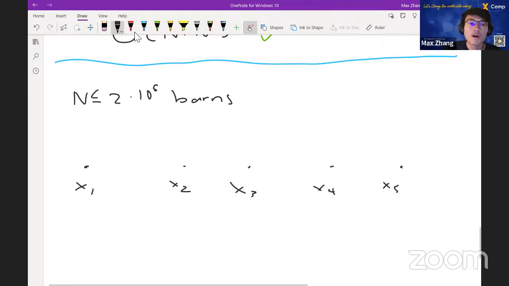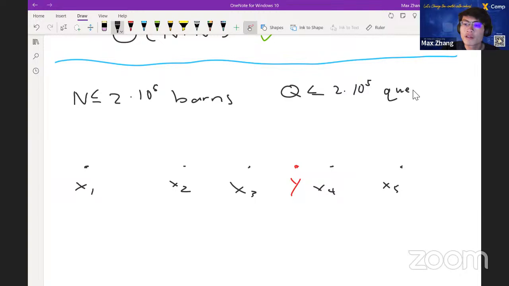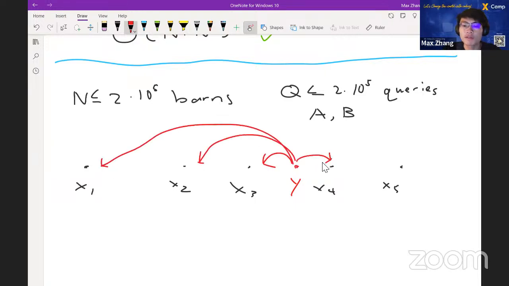Right? And what I want to do is I want to pick some y coordinate. So there are going to be q queries, q less than or equal to 2 times 10 to the 5 queries, where each query is going to give me some a and b. And what I need to do is determine where I should place some y so that if I place a y here, this is basically a hay bale distribution site, and it needs to distribute to every barn.